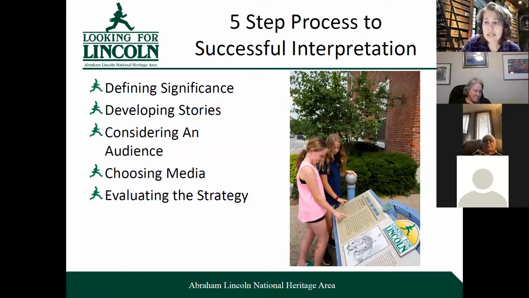Each of these steps has multiple things for you to work through in the workbook, so we're going to be talking about them. Those are defining significance, developing stories, considering an audience, choosing media, and evaluating your strategy.